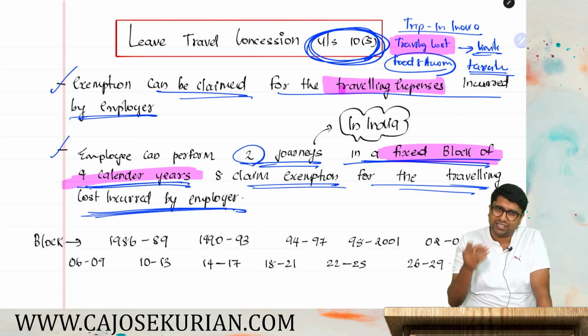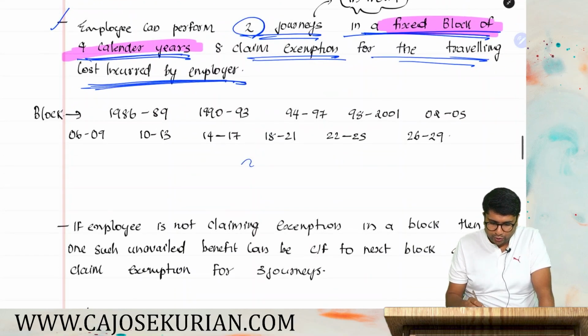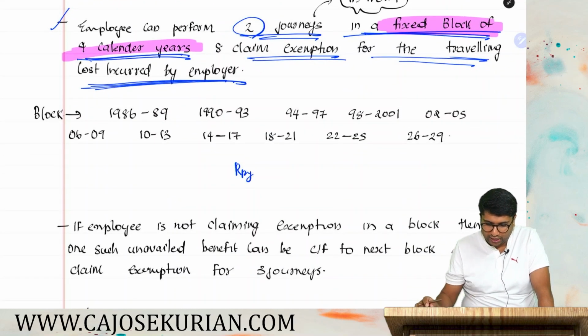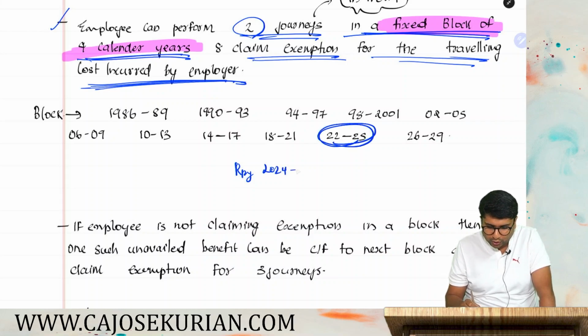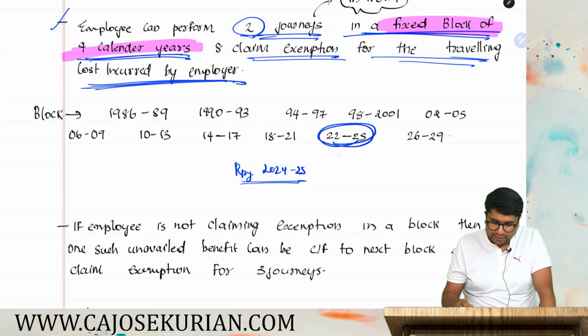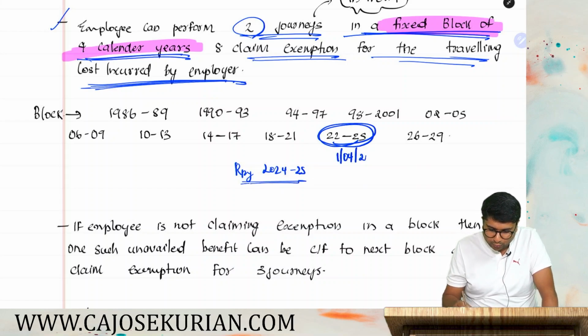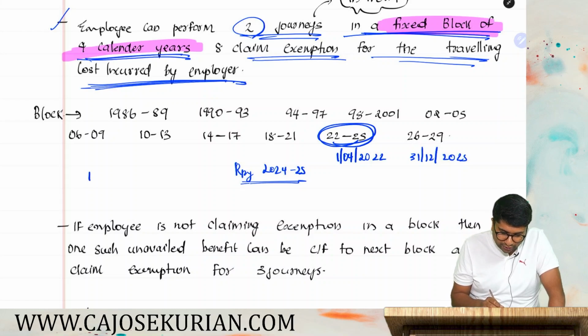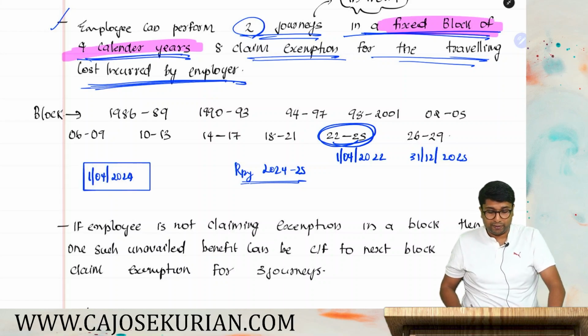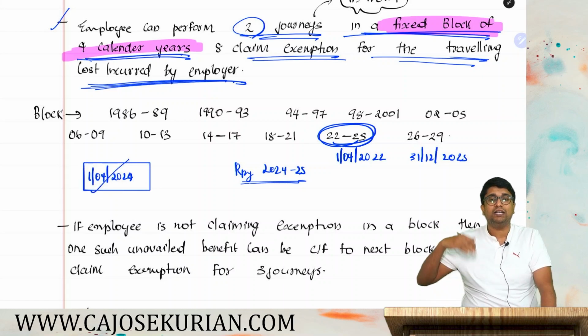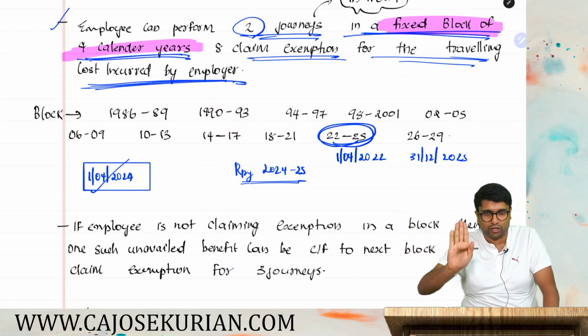It simply means the block is fixed. Say for example, your relevant previous year for your upcoming examination is 2024-25, and your block will be from 1st April 2022, ending with 31st December 2025. Say for example, I've joined a company on 1st April 2024. That doesn't mean that my block will start from 1st April 2024 and my block is for the next 4 years. It is not like that.